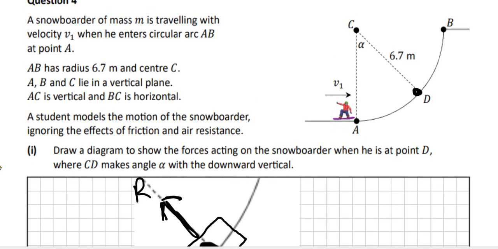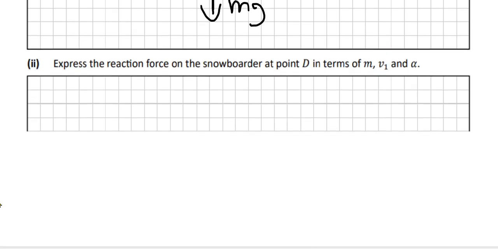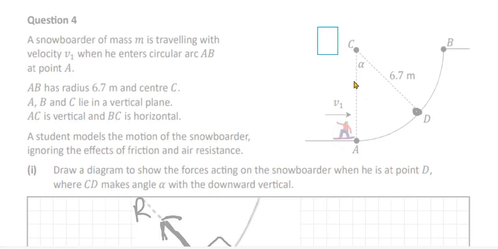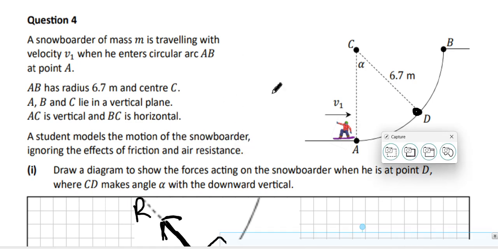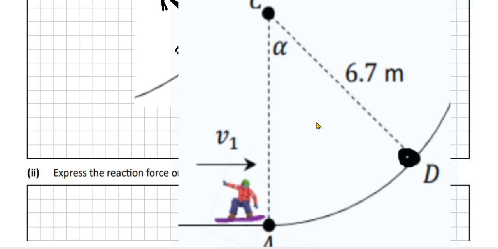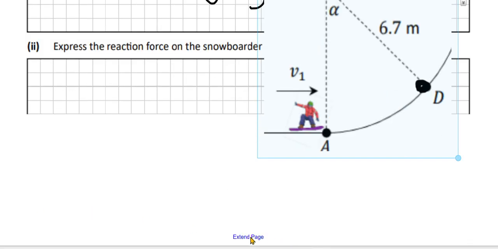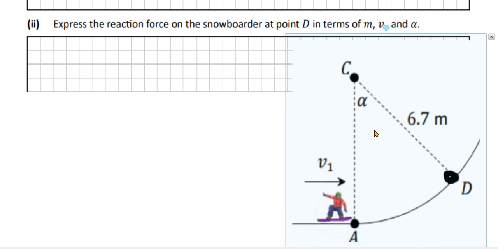Okay. Now, what else is there from me? Express the reaction force of the snowboarder at point D in terms of m, v1, and a. Alright, no hassle. I'm just going to take this picture and bring it down with me. Okay, there you are. Now, nice big diagram. So here's what we're going to do for part 2.